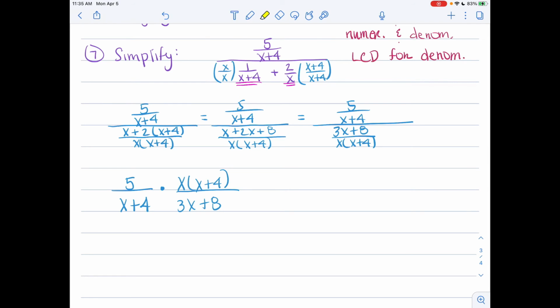And the thing that I want to immediately do is identify this as a previous denominator. Remember that denominators cannot equal 0, and now we cannot see this x or this x plus 4 in the denominator any longer, so we need to account for those as excluded values. I see that these have an x plus 4 in common, so I can cancel that, leaving me with 5x over 3x plus 8, and now let's talk exclusions.